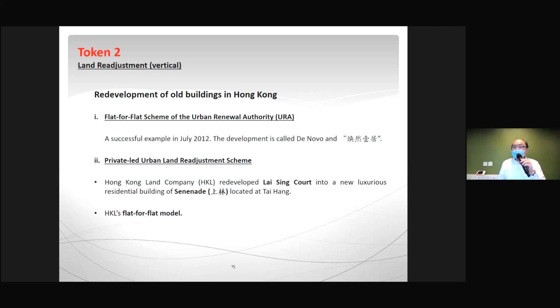If you use the token 2 bond, then you can convert your old flat into a token, and then you can sell the token through the blockchain to others. And then after the redevelopment of the building, the token can be exchanged for the new flat. In this way, you can trade in the meantime. Otherwise, you cannot do it.